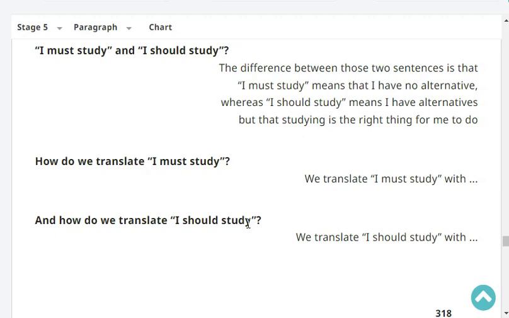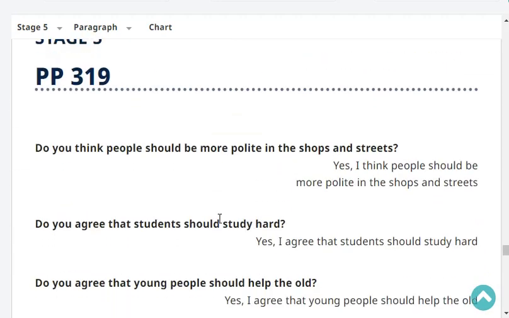How do we translate I must study in Japanese? We translate I must study with 私は勉強しなければいけない in Japanese. And how do we translate I should study in Japanese? We translate I should study with 私は勉強すべき. Very good.